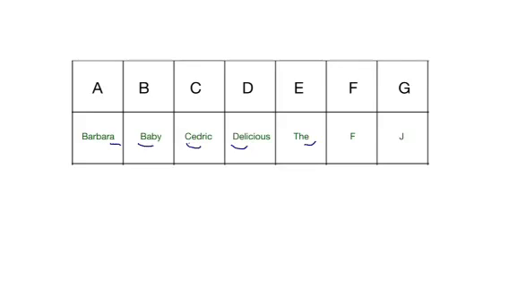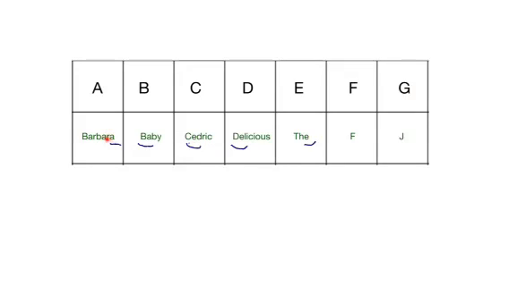Okay, so let's start. What I'm going to do, I will pronounce the letters first and go deeper after. Okay, the first one. A, B, C, D, E, F, G.